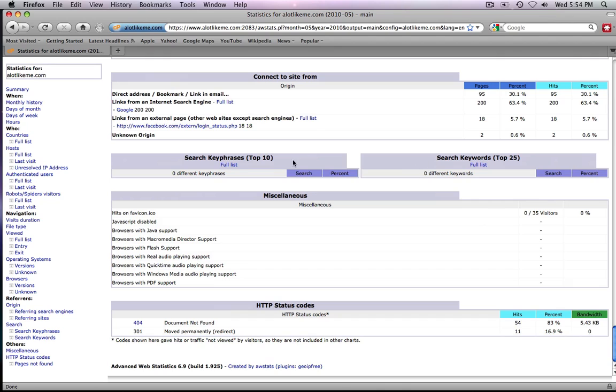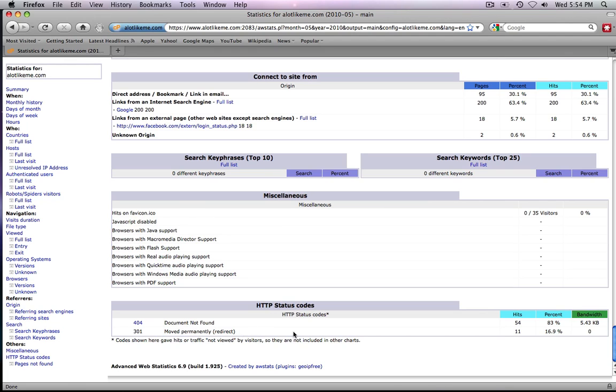This would explain different keyword phrases and whatnot, but the homepage of this doesn't have that right now. But if you see different keywords and top keywords and top keyword phrases that are going to be most used on your website. The bottom is just miscellaneous stuff here.